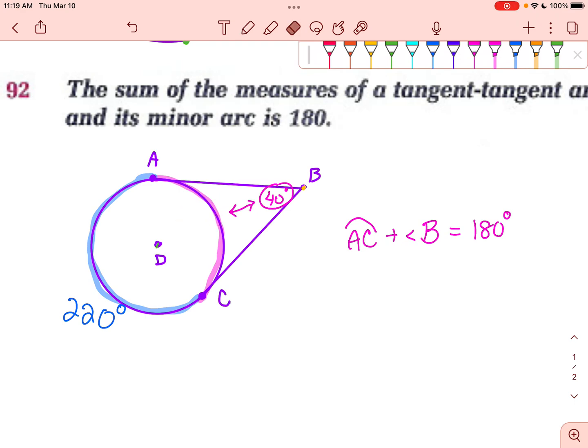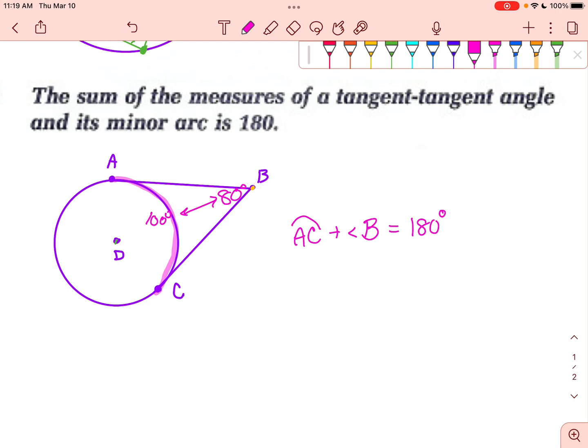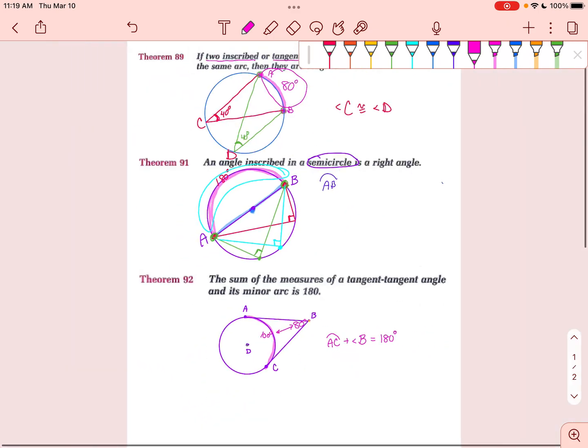Okay, once again, let's do another one. Let's say this time I tell you that the pink arc is 100 degrees. This angle then would have to be 80 degrees because again, these two, the minor arc and the tangent angle, have to add up to 180 degrees. And that is it for 10.6.